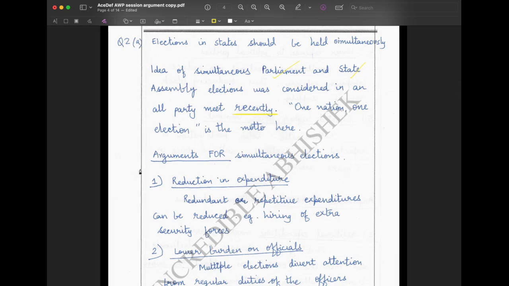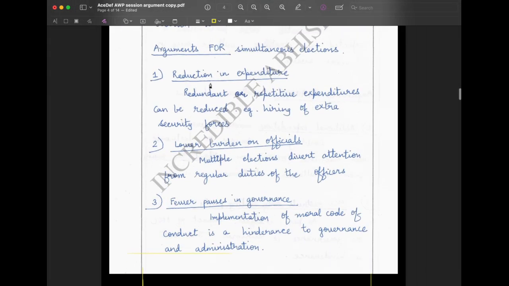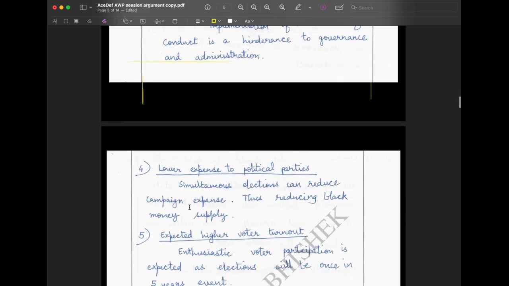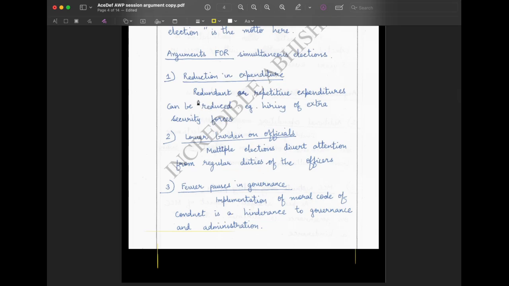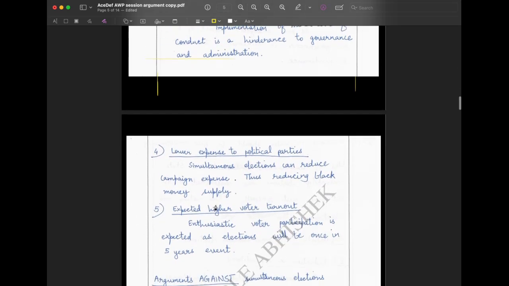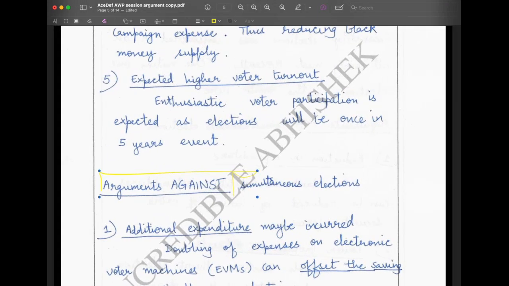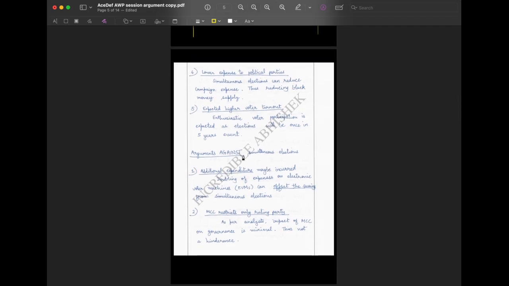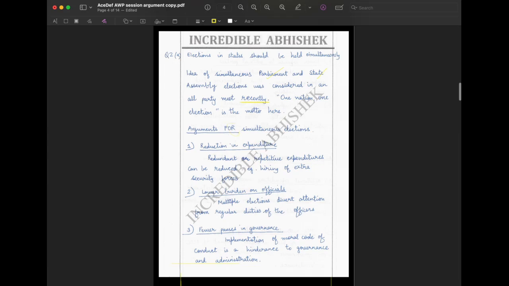Now arguments for simultaneous election. Please write "for" in capital, or you can box it up. Arguments for simultaneous elections. अब यहाँ पर reduction in expenditure, lower burden, fewer pauses, 5 points हैं. Subheading is given, and he has written one sentence in each of them. Similarly, arguments against, he can either box it up or write, underline. It is very clear. Whenever you see this page entirely, you know he's writing against. You see this, you know he's writing for.